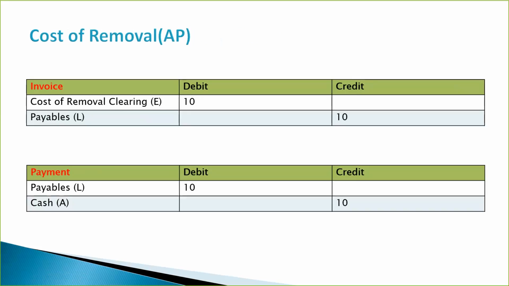So you debit your expense, meaning you have incurred an expense and you are liable for that amount, $10. So your payables also go up, which is a credit. Once you make the payment, you reduce your payables by debiting it and you pay out cash because you're paying for that service. So in this first instance in AP, payables is already out of the picture, they cancel each other, all right? So you're left with cost of removal clearing and cash.